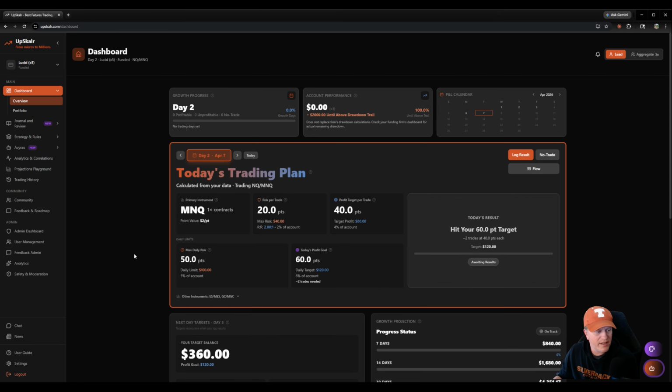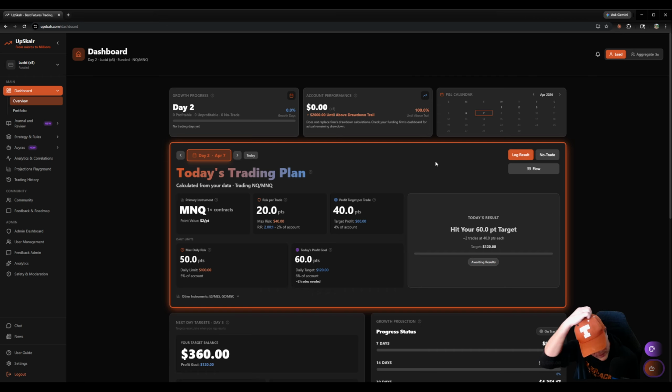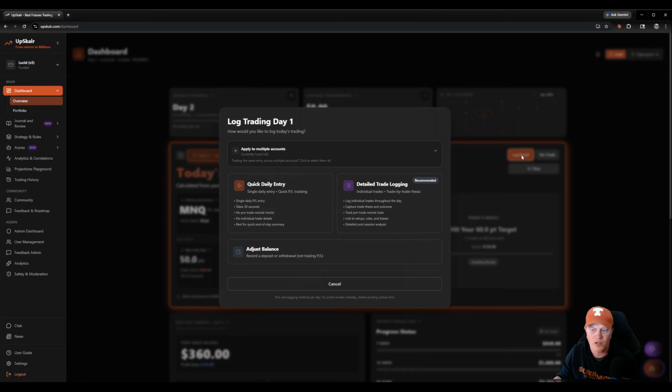All right, so we're going to click on log result here. So let's just say you've traded in the morning or in the afternoon. You've gotten to the point where you have a profitable trade, and you're going to now log a trade. All right, so you've got two paths that you can take when you do that. And if you're trading multiple account groups, there's some options here as well. But the major options that you have are a quick daily entry or a detailed trade logging method as well.